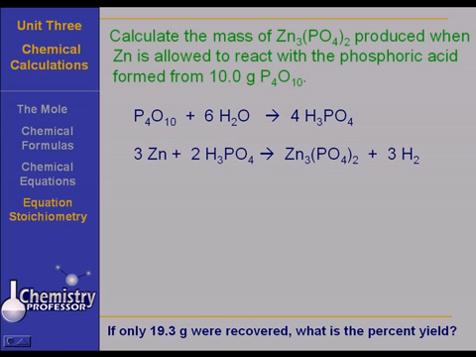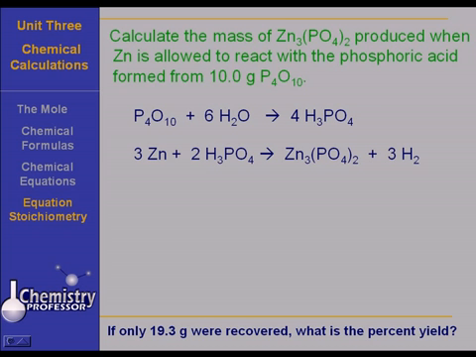Now, we want to calculate the mass of zinc phosphate produced when zinc is allowed to react with the phosphoric acid that is formed from 10 grams of P4O10. And then we're going to add a wrinkle to the problem. And the wrinkle is down at the bottom. If only 19.3 grams of the zinc phosphate was recovered, what is the percent yield? Well, let's work the problem first.